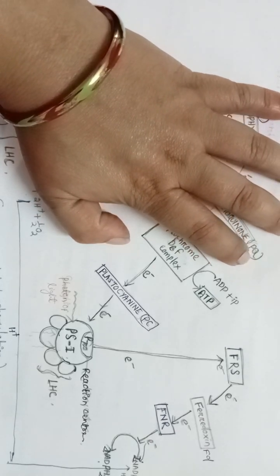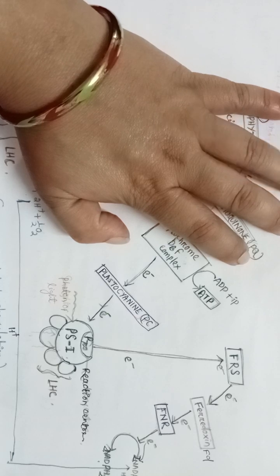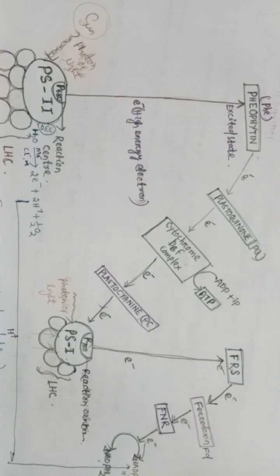And usually, by this non-cyclic pathway, the light reaction takes place. Both ATP and NADPH2 are produced, as well as in the lumen of thylakoid, oxygen is evolved. Okay.